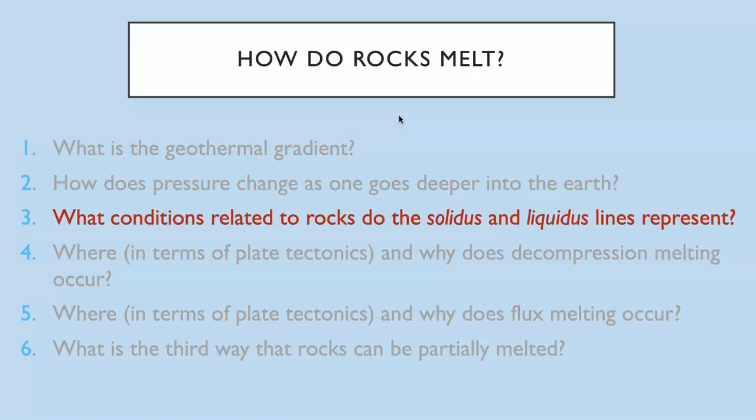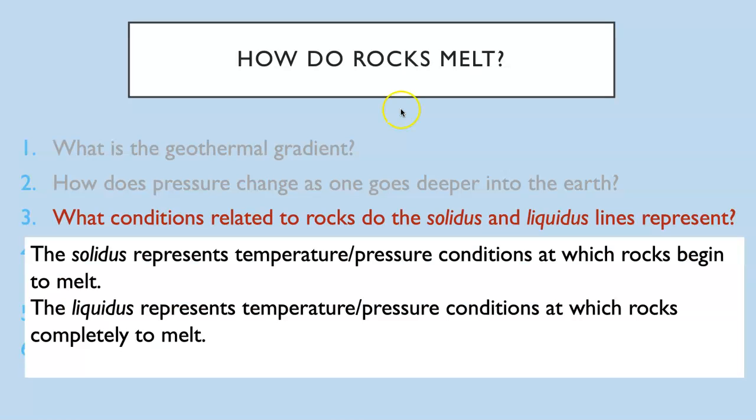What conditions related to rocks do the solidus and liquidus lines represent? The solidus is that temperature-pressure condition at which rocks begin to melt. The liquidus is the temperature-pressure condition at which rocks completely melt, and these occur at various depths. So let's draw this picture to make all three of these points a little bit more clear.